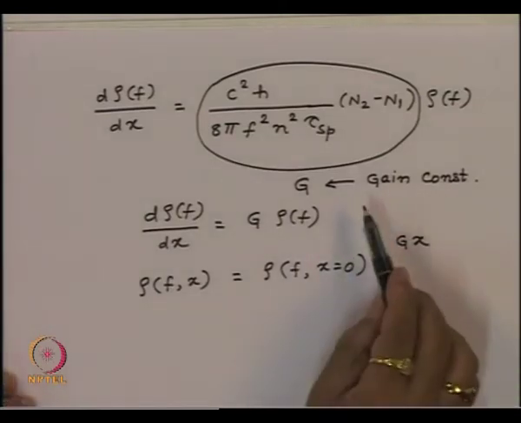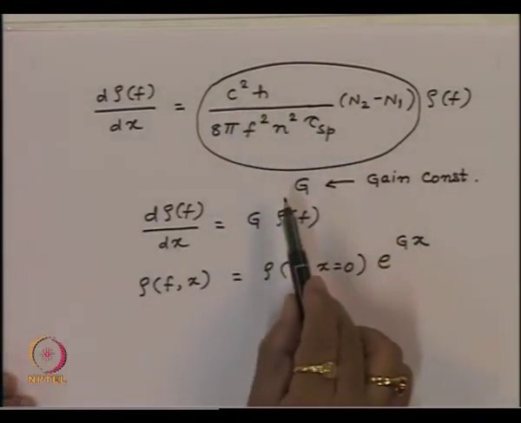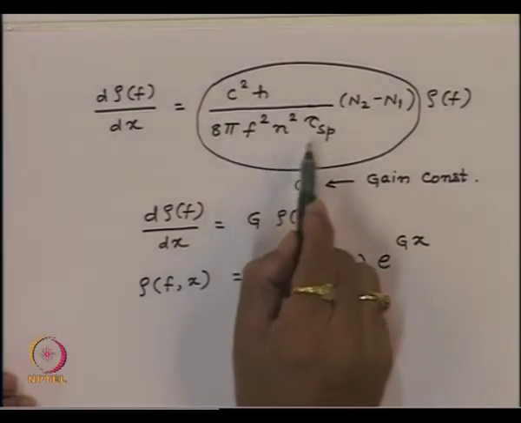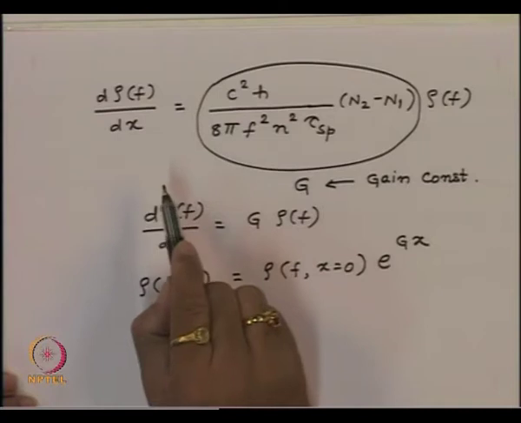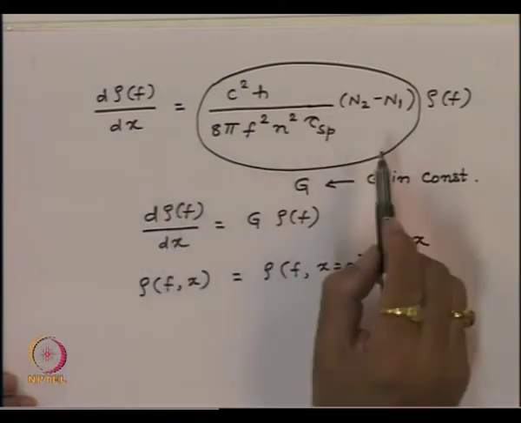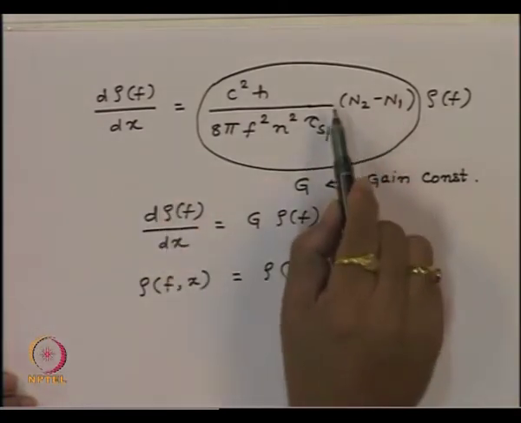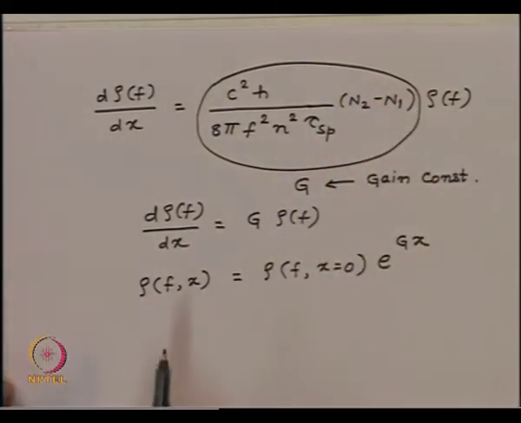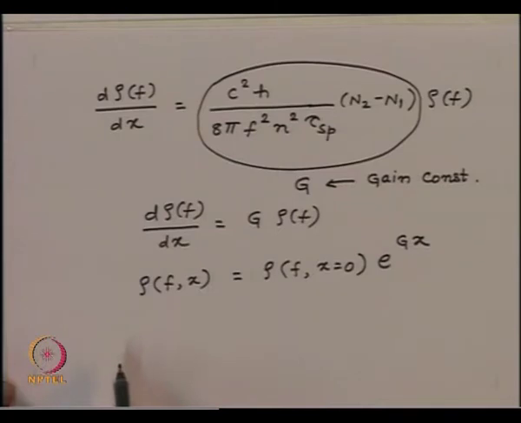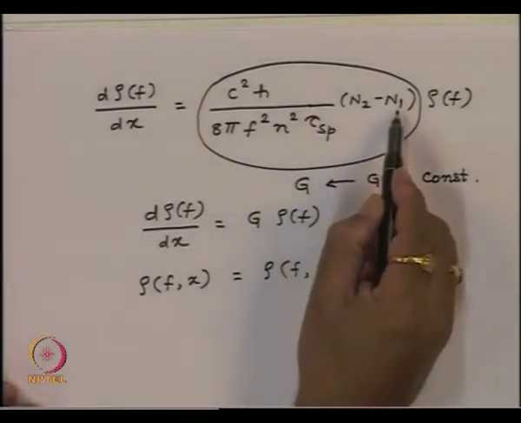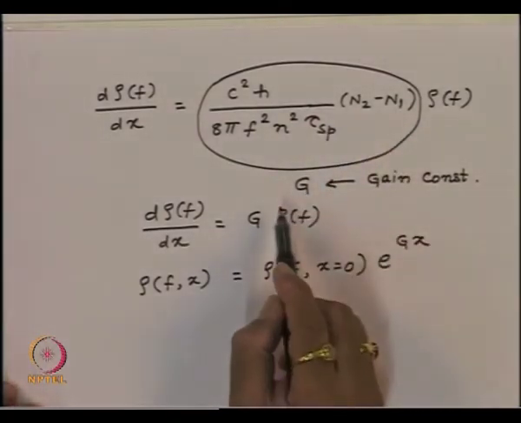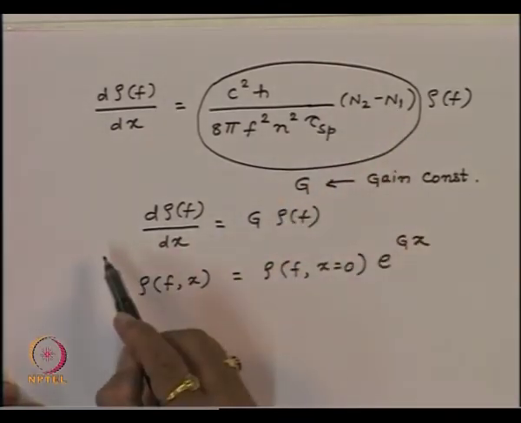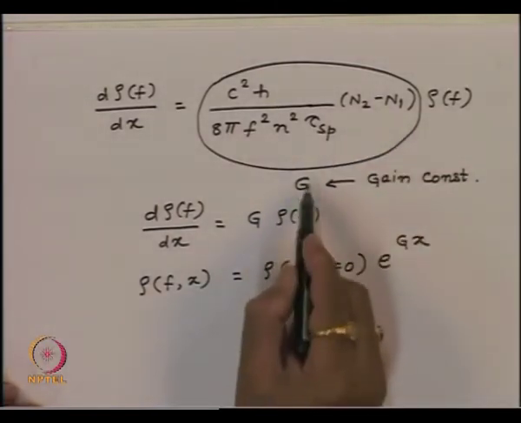And as we see, the gain constant depends upon various parameters. It depends upon the frequency, it depends upon the refractive index of the medium, it depends upon the spontaneous lifetime. But more importantly, this quantity is directly proportional to this difference n2 minus n1. And if n2 is greater than n1, then g is positive. If n2 is less than n1, then this quantity is negative, and when n2 is equal to n1, that time this quantity is 0.